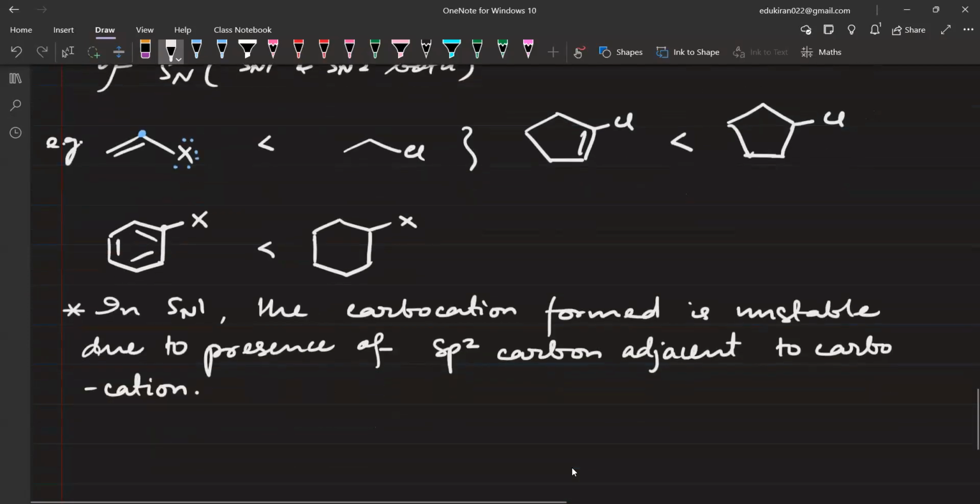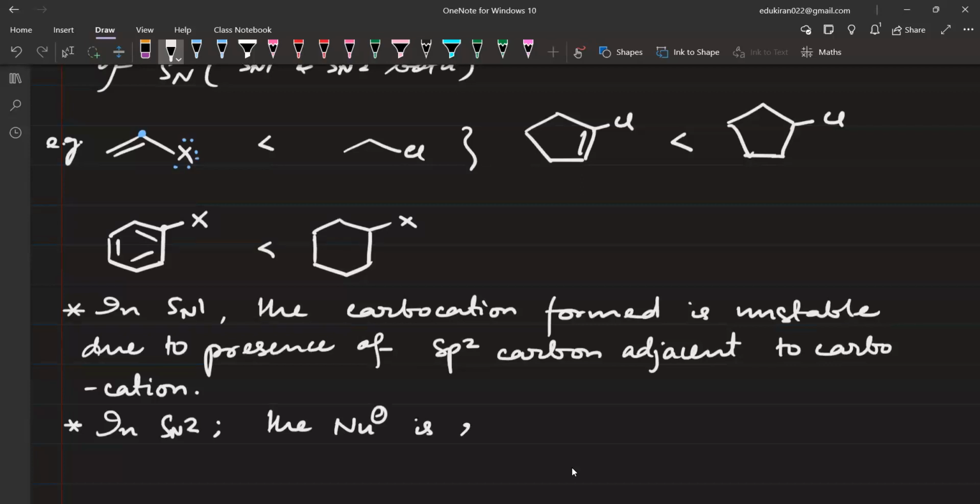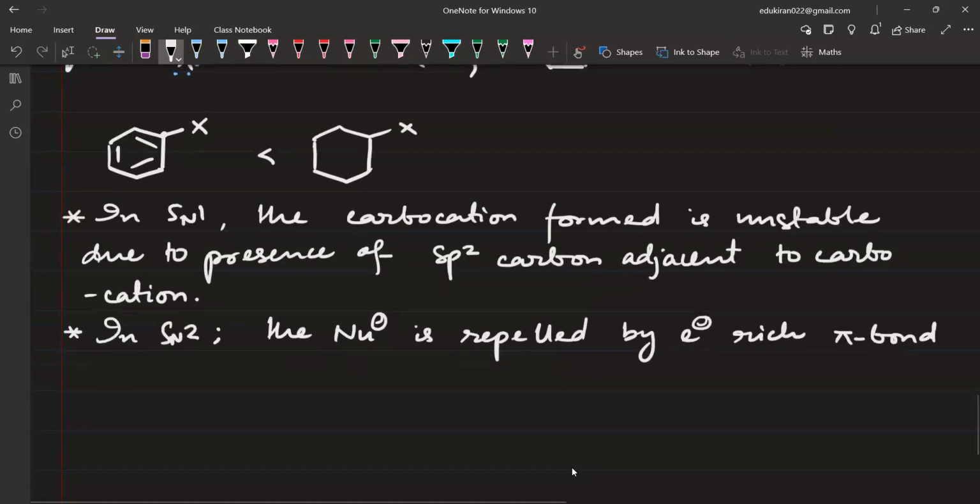Okay. Next, in SN2, why it is slower? In SN2, the nucleophile is repelled by electron-rich pi bond, and therefore it does not attack.